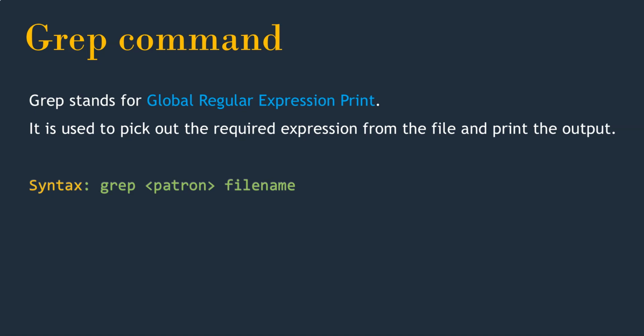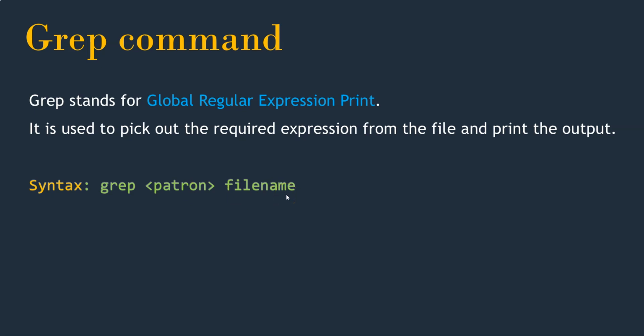Grep stands for Global Regular Expression Print. It is used to pick out the required expression from the file and print the output. It is quite simple. In a file you just want to know whether a particular word or particular pattern is available or not. If that is the case, we can check with the grep command. So the command syntax is something like this: grep, pattern and file name.